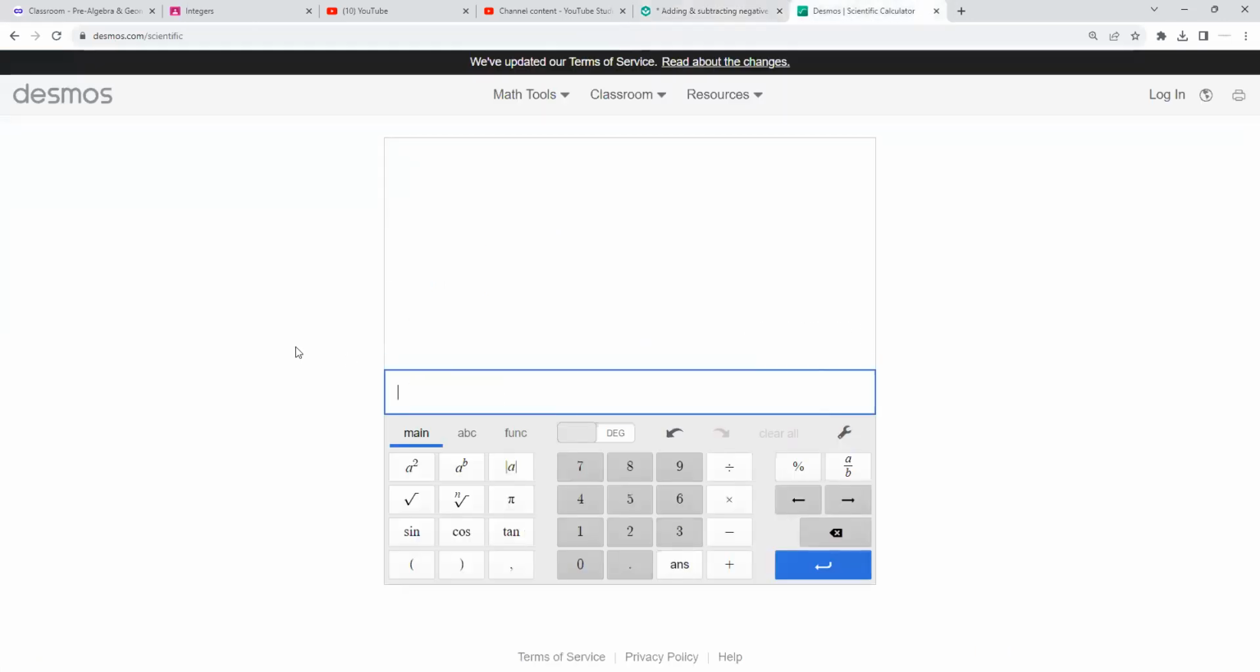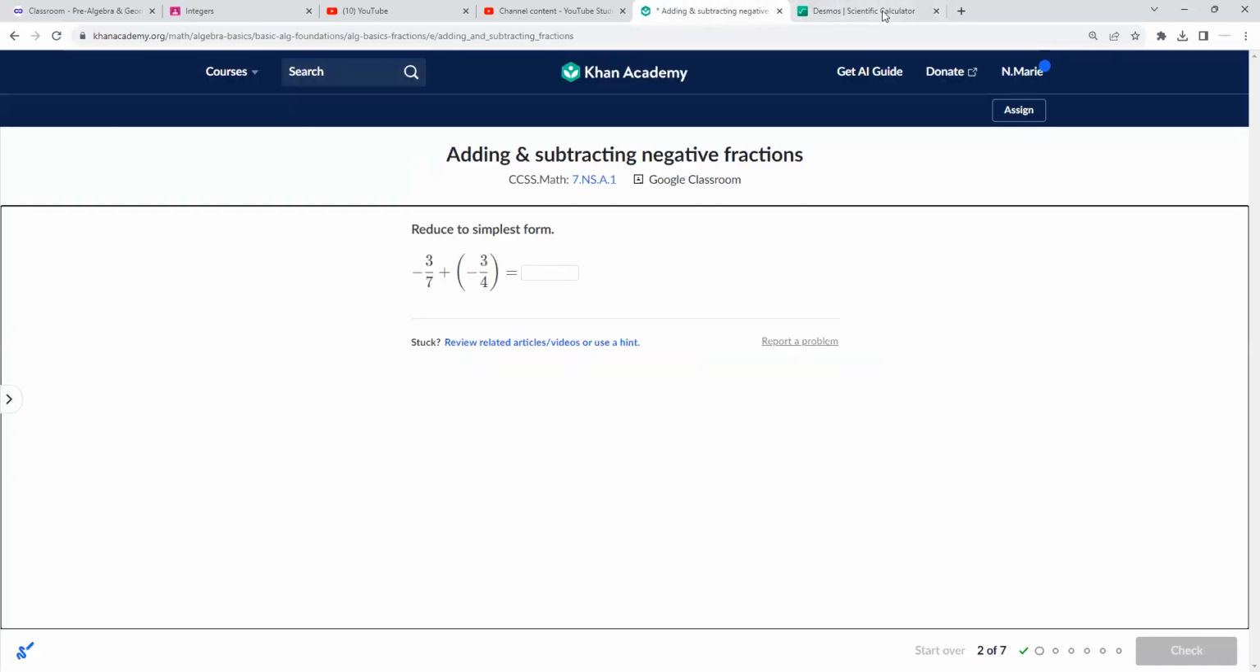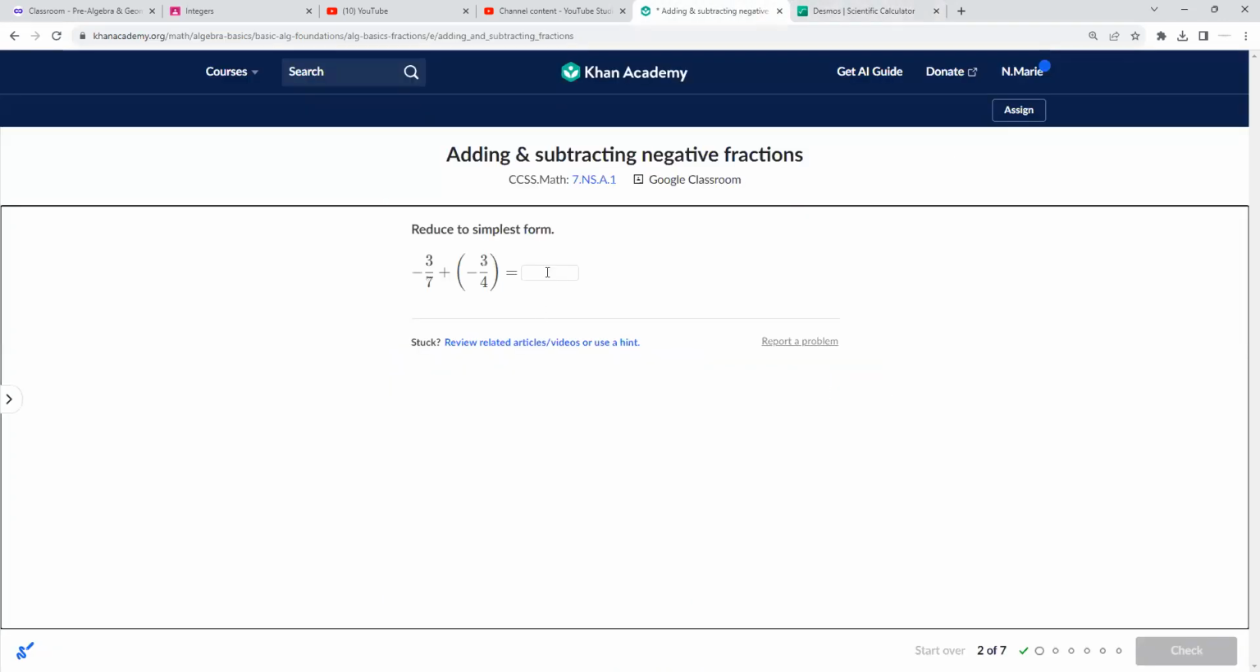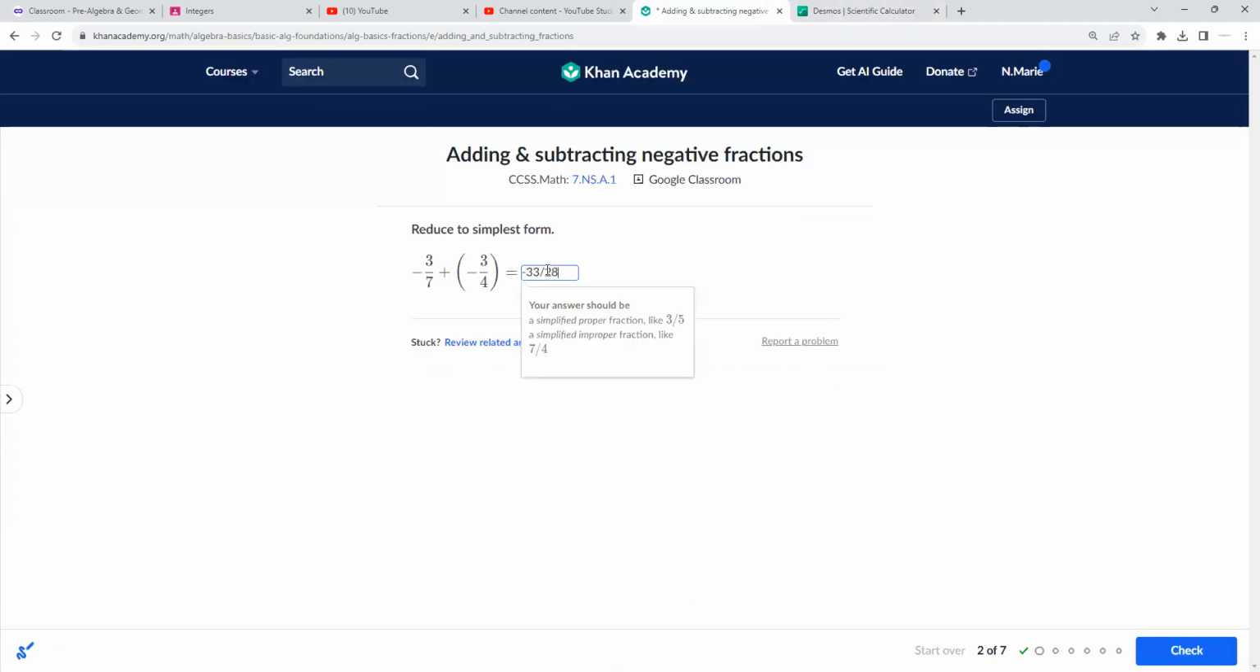So let's use a calculator for this one. -3/7 plus -3/4. And here it should simplify it for you already. -33 over 28. Super simple.